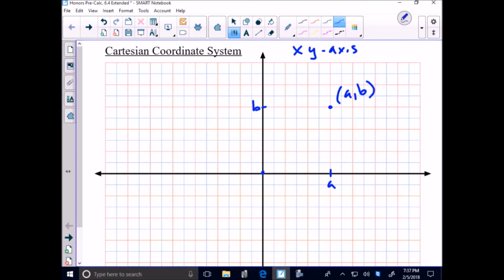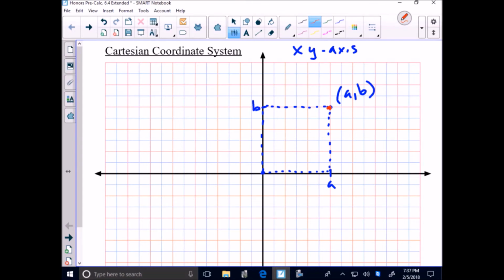Sometimes xy coordinates are called rectangular coordinates, and that's because the horizontal and vertical displacement can make a rectangle with the origin, right? So in the textbook you'll hear about an ordered pair (x, y) defined as rectangular coordinates.